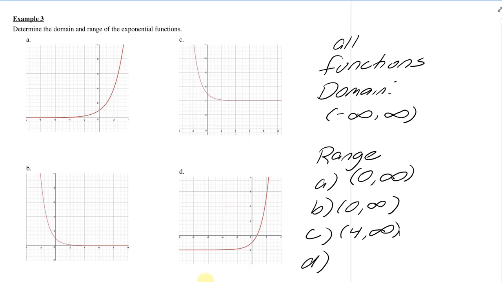So we have just one more here with D. It looks like in this case the asymptote is at -2. And so this will start at -2 and then continue on forever. So again, going from bottom to top.